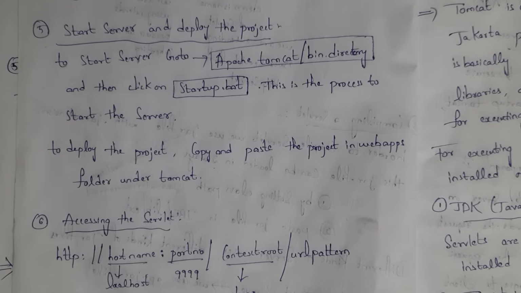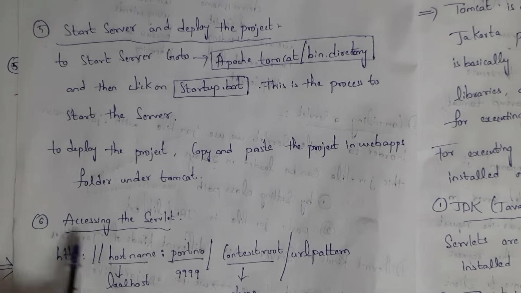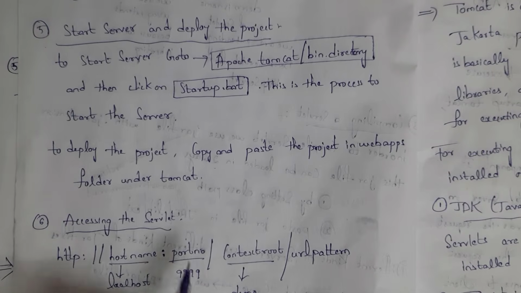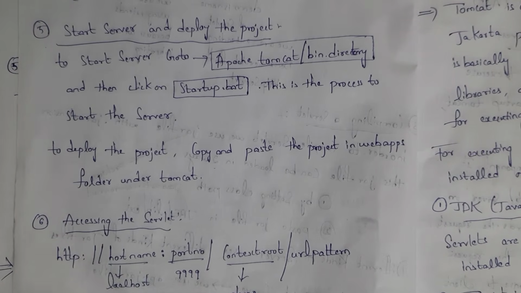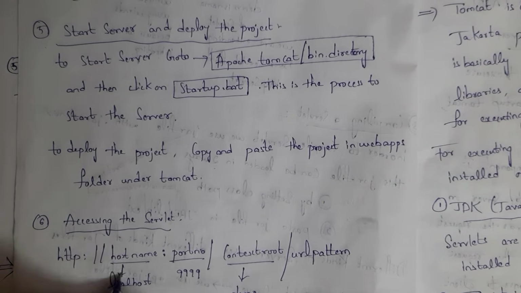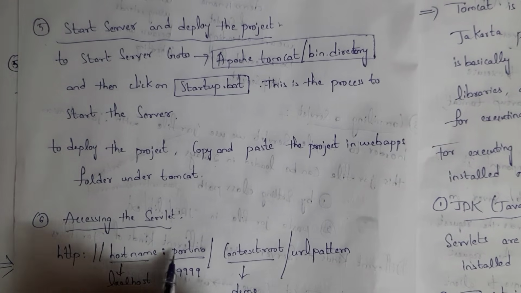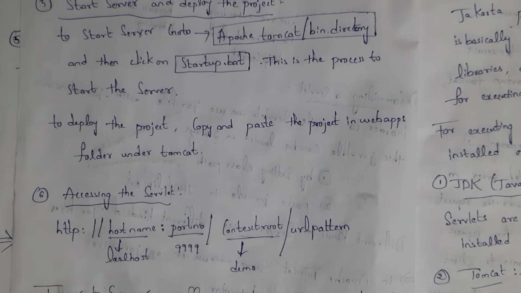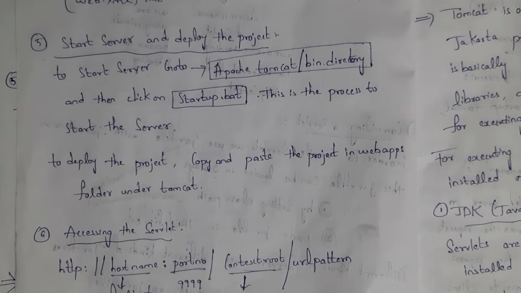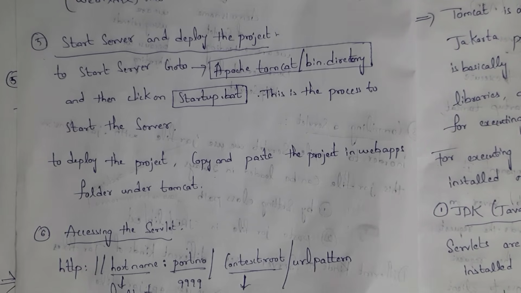And at last, the sixth step is to access the servlet. In order to access the servlet, you need to open this URL: HTTP, host name, port number, context root and URL pattern. This host name is localhost, and port is any port you can give for this. Context root is the demo folder. This is the location in order to access our servlet. These are the 6 steps involved in deploying a servlet.